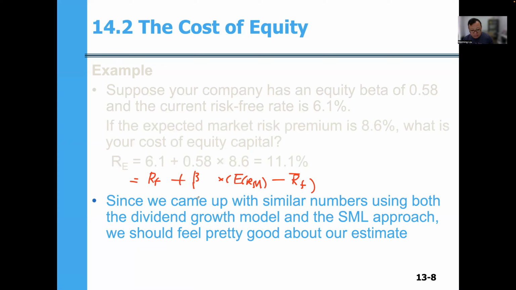Now you can see that we use two different models and come up with similar results. So you probably should feel pretty good about the result, because you tried two different methods and both point to the same number. So you should have more comfort.